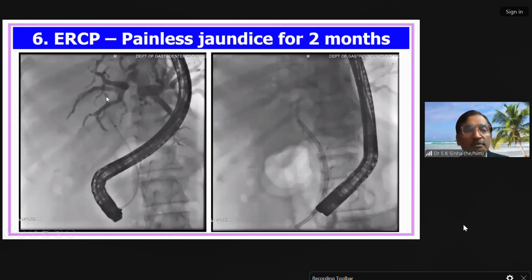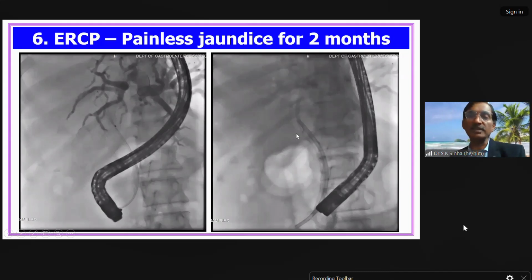After that the brush will be pulled down, it will take the brushings, and then we close the brush. So 3 times we have to repeat, then we have to dilate the stricture and put a stent. So here you see that 2 stents have been put. Both are 10 French stents.